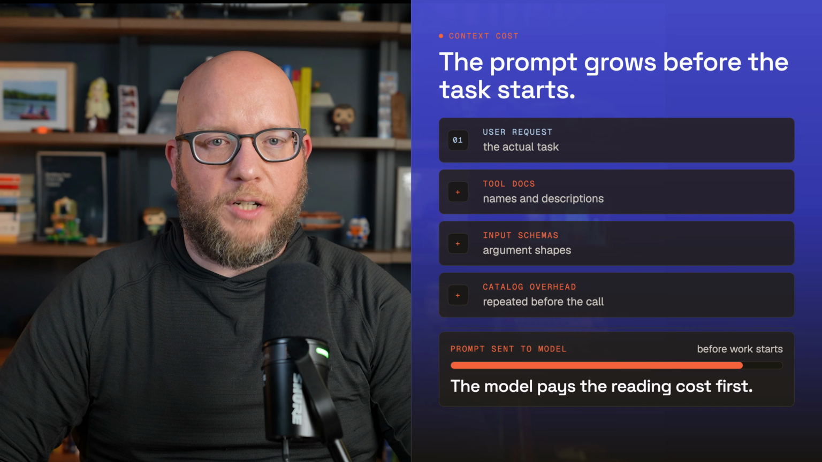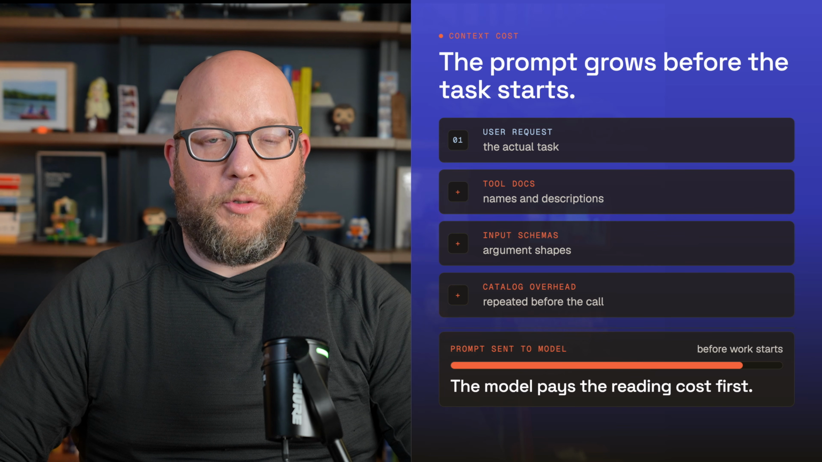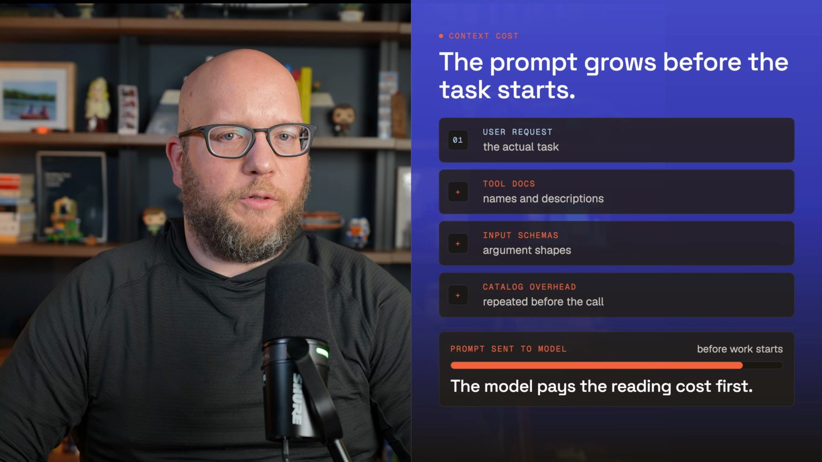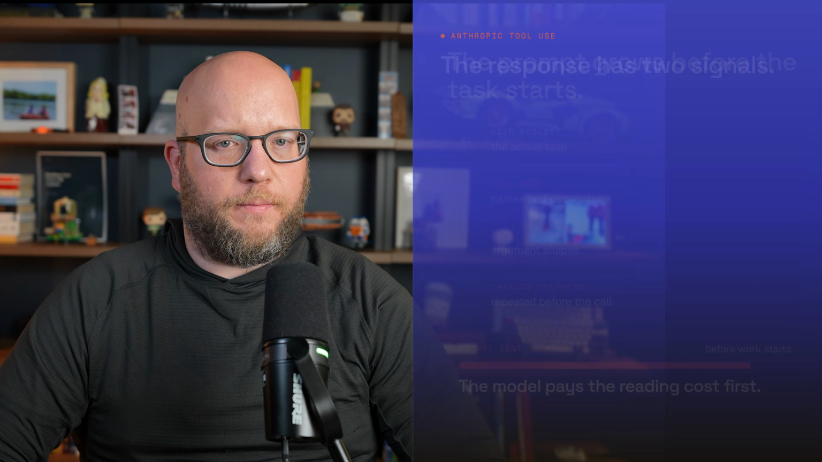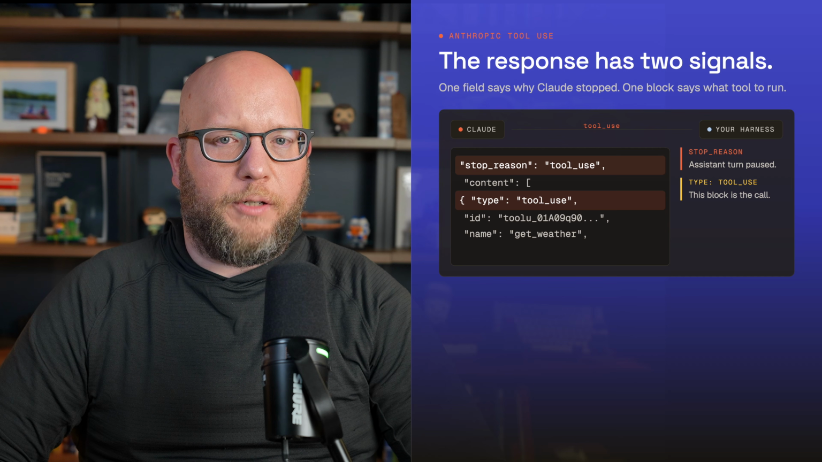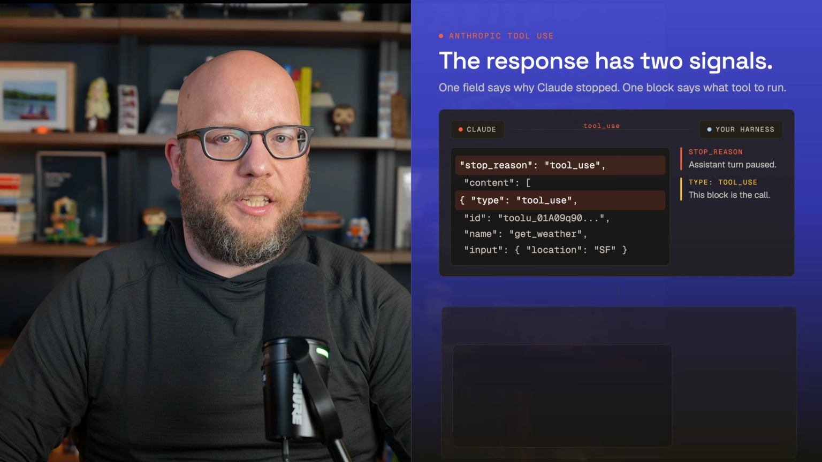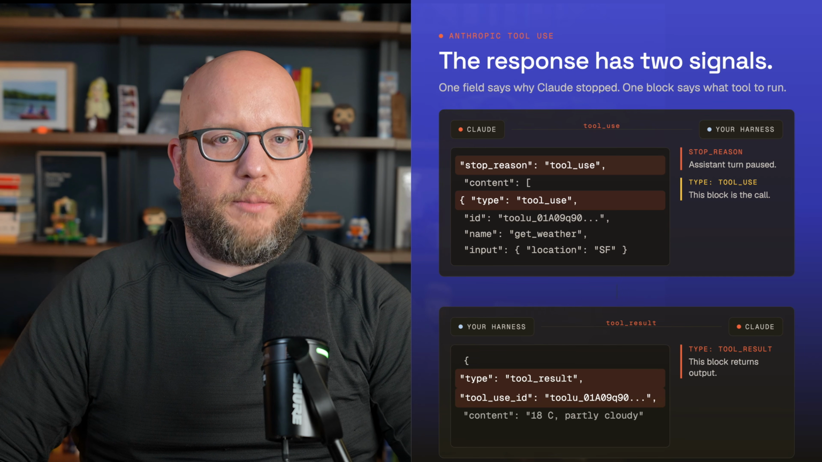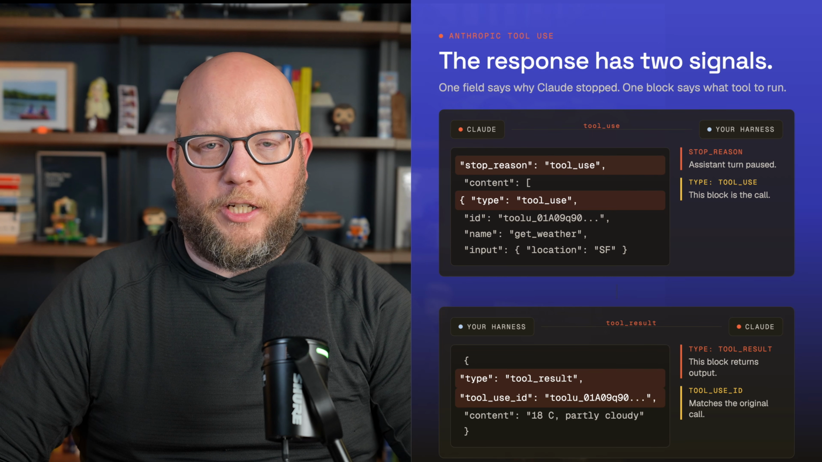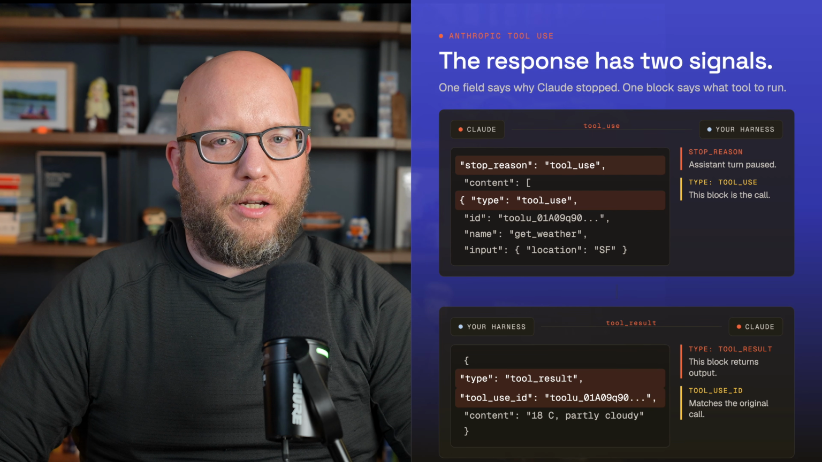With 5 tools, the prompt cost feels small. But with 100 tools, the model spends a lot of attention reading tool docs before it can handle the user request. Let's use Claude as an example. When Claude decides to use a tool, it returns a tool use content block with the ID, the tool name, and the input for that tool. Your app then executes the code that's behind that tool. Then, your app will send back the result to Claude as a tool result with the matching ID.